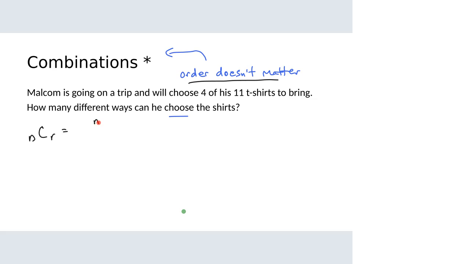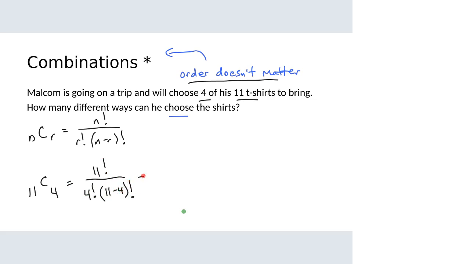And so the formula that we're going to use needs to be the formula for combinations. Or if you're using a button, make sure you use the NCR button because this is a combination, not a permutation. And here there are 11 shirts and he's choosing 4 of them. So this is 11 choose 4, which will be 11 factorial over 4 factorial, 11 minus 4 factorial. Or 11 factorial over 4 factorial, 7 factorial.